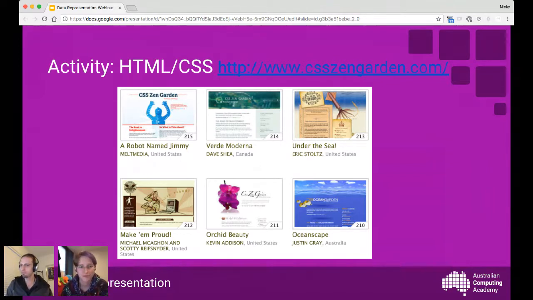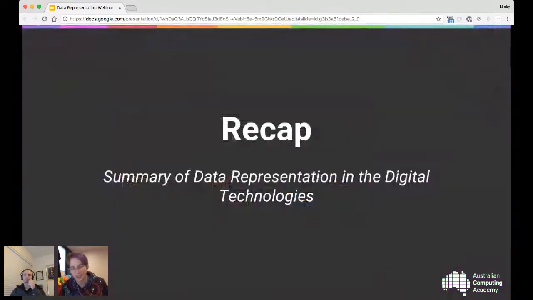So that's a really fun activity to get students to explore and play around with. And if they've got some web development under their belt, then they can give it a go themselves. Have a go at tweaking some of the designs. It's great. So that leads us to the end of data representation as we have it scheduled for today.